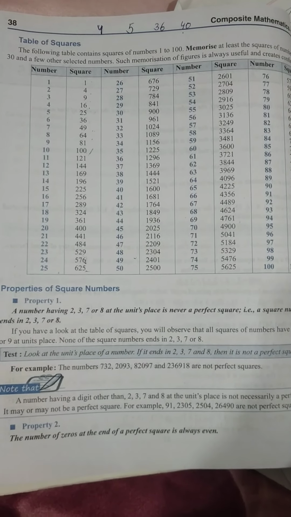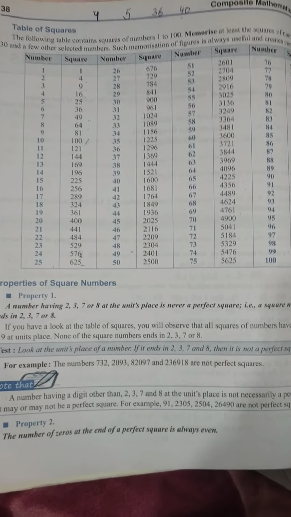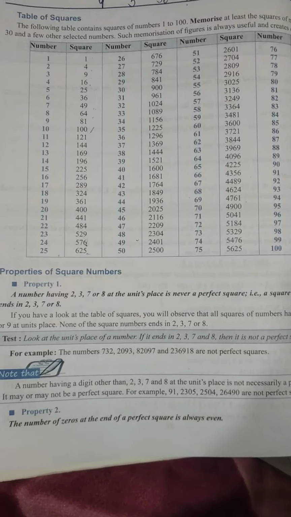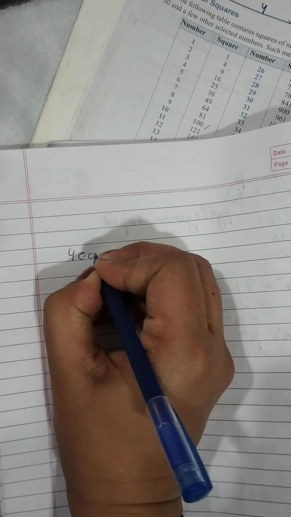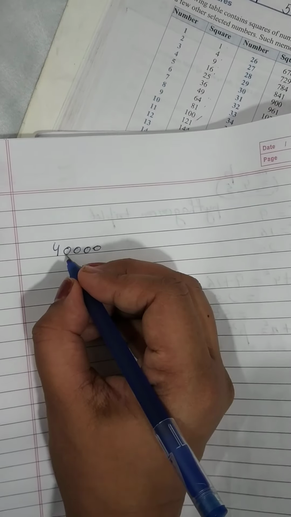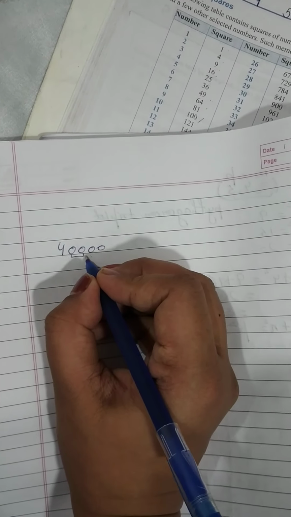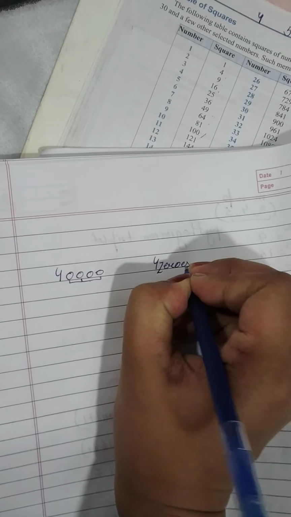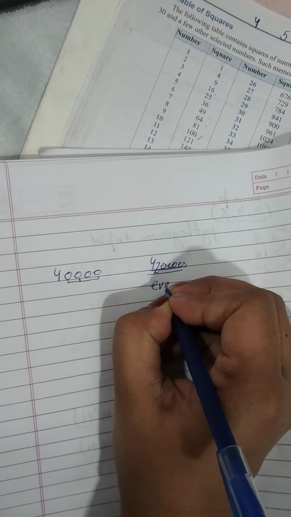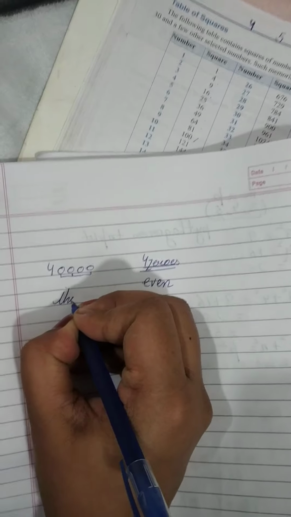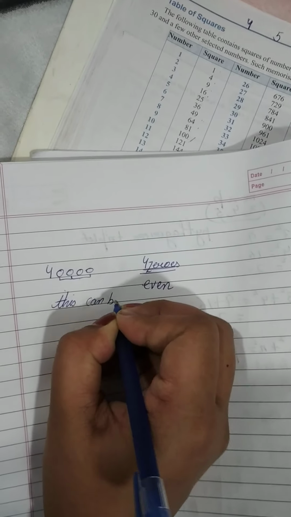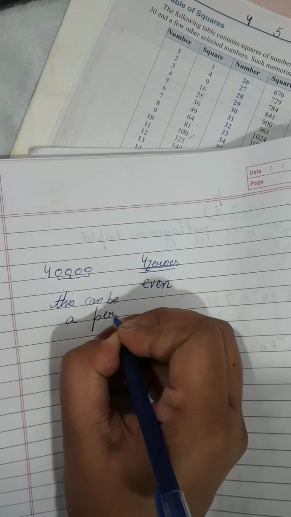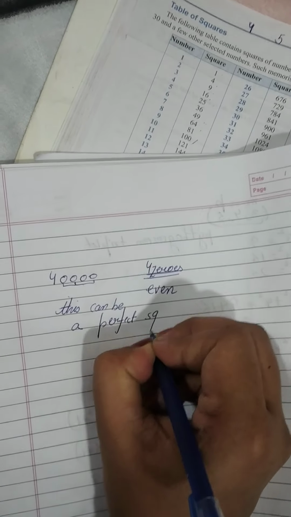Property number 2: the number of zeros at the end of a perfect square is always even. What does that mean? Look over here. I have taken this number. How many zeros are there? 1, 2, 3 and 4. Total 4 zeros are there. If the number of zeros is even, then this can be a perfect square.